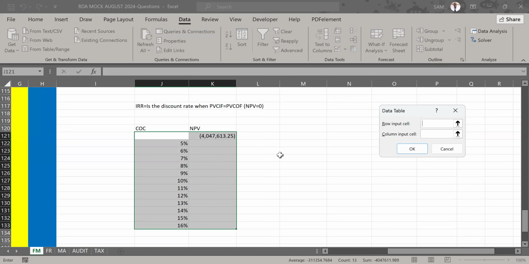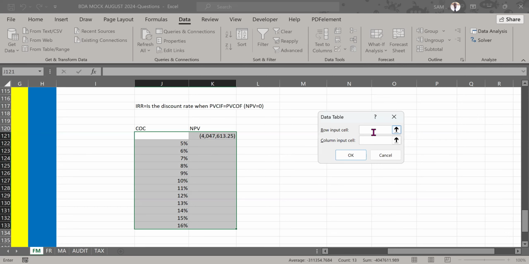Somebody just remind us, because these are things we are reminding ourselves. We've done them. How many variables are changing at the same time? Only one variable. Yes, it is only one variable changing. That means we are using a one-variable data table. Now, what is the alignment? In this data table pop-up window, am I choosing the row input cell or the column input cell?